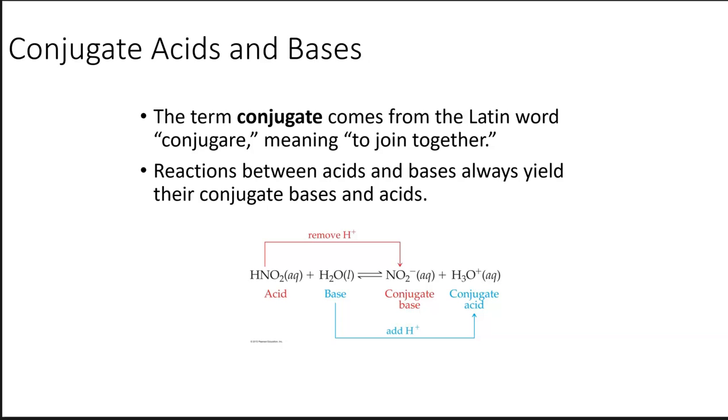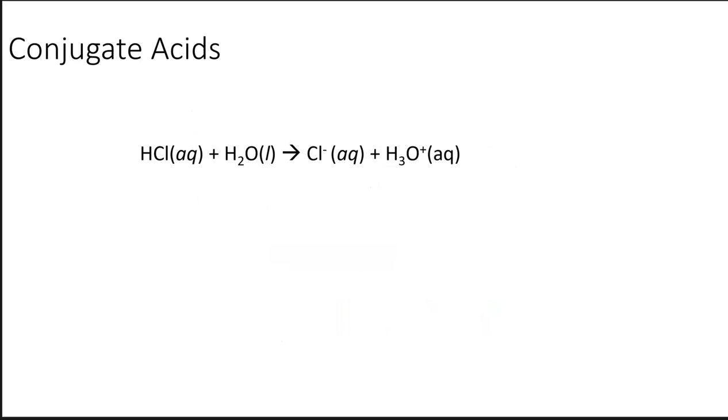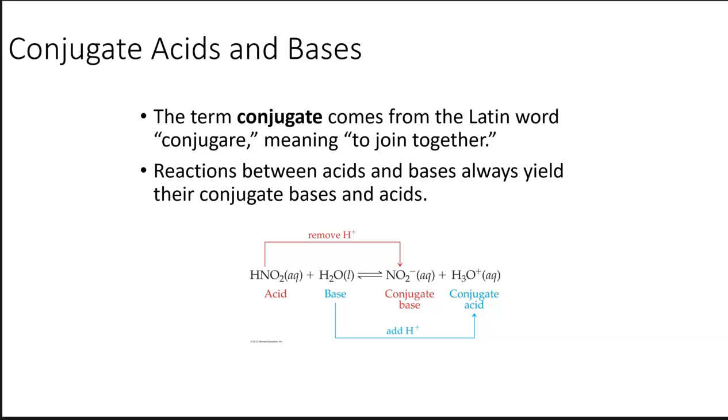So once you've identified your reactants, what you do is then move over to the product side and find the ion that corresponds to it, in this case the nitrite ion, and we say that the conjugate is the opposite, so nitrite is the conjugate base of nitrous acid, and hydronium ion is the conjugate acid of water, which in this case is a base. So you'll notice the conjugates are always products and opposite of the molecule they started with.